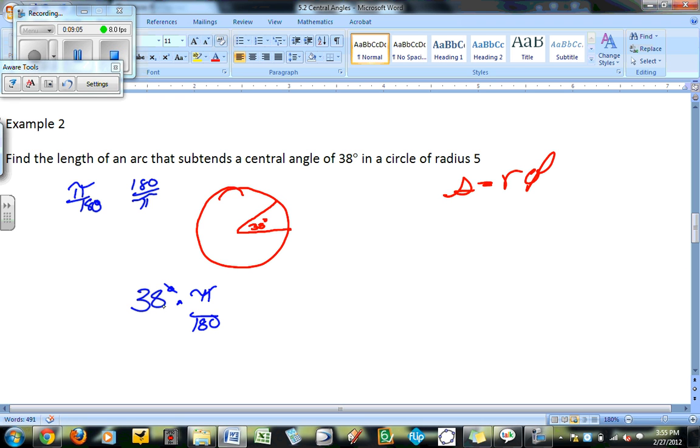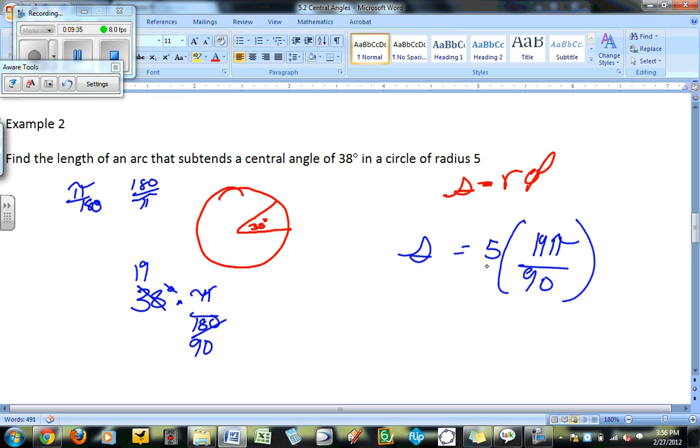And let's simplify this. Again, I can take a 2 out of that and be left with 19 and 90. I think that's as far as I can reduce. Then we multiply straight across. So my theta is now 19 pi over 90. And my radius is 5, they gave us that in the problem, equals S.